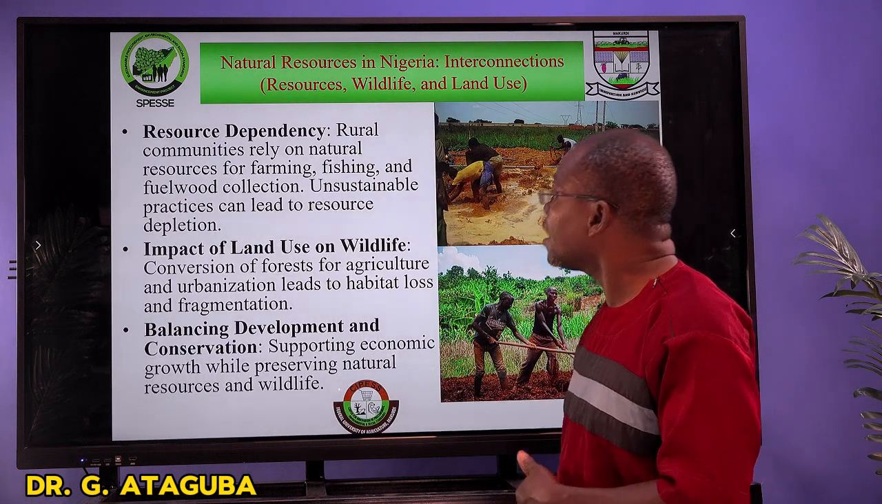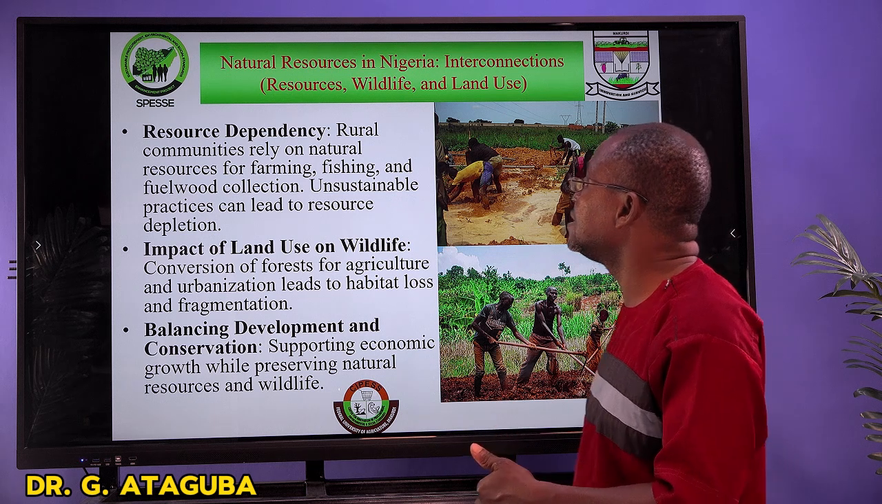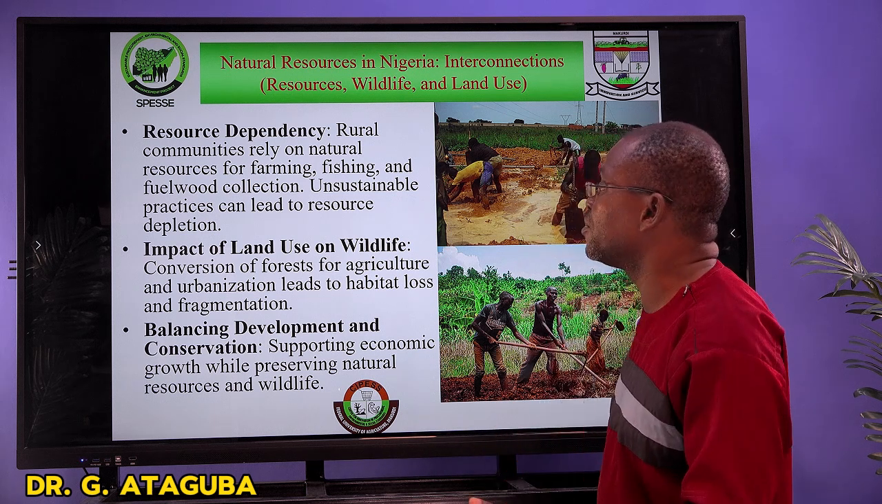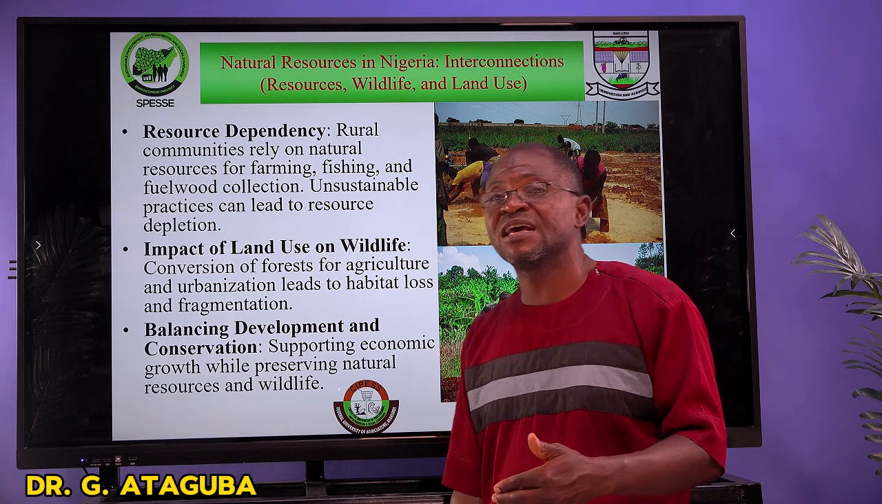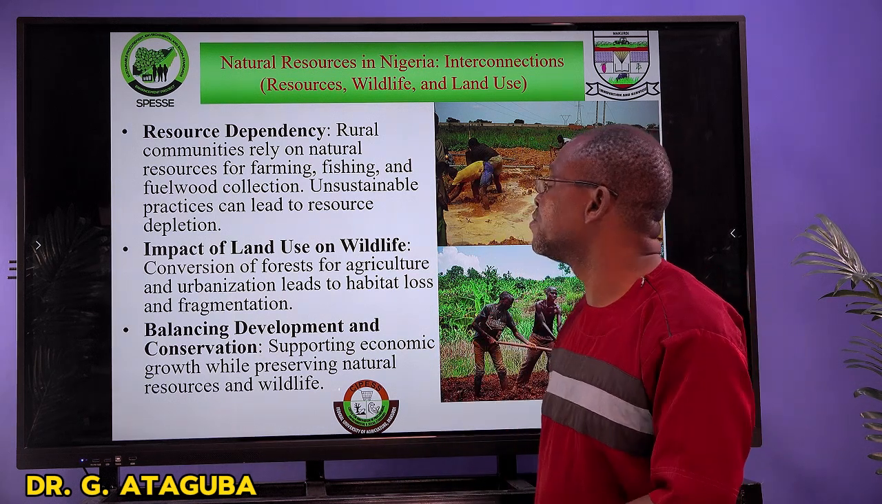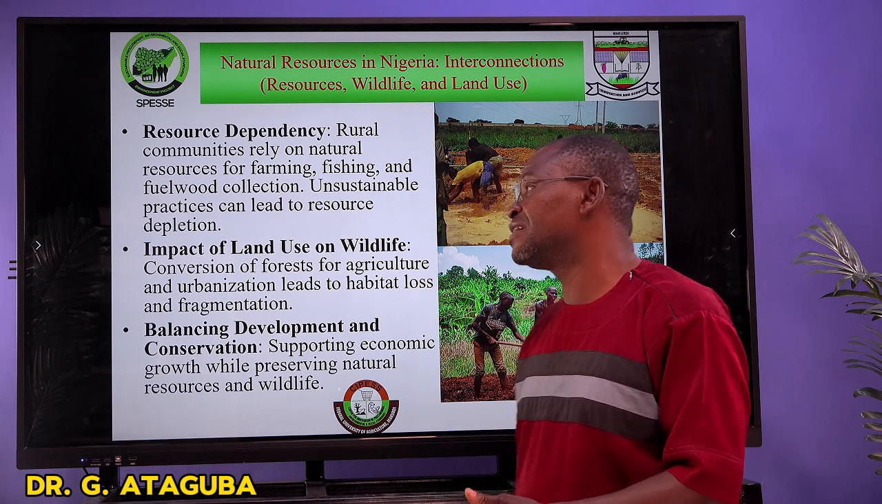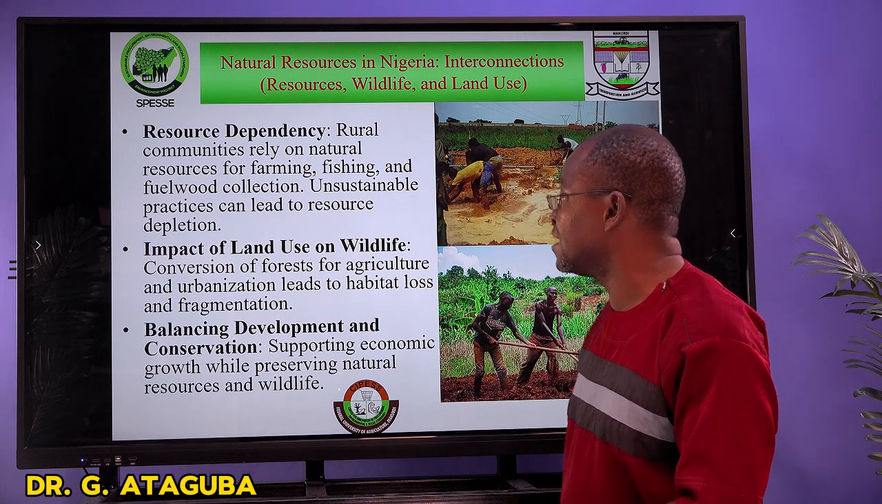There's a very important thing we ought to see here, which is resource dependency, because in the rural areas, people in the communities are dependent on the environment for survival. So there's farming activity going on, there's fishing activity going on, and there's also the collection of firewood. This destroys the forest as well.